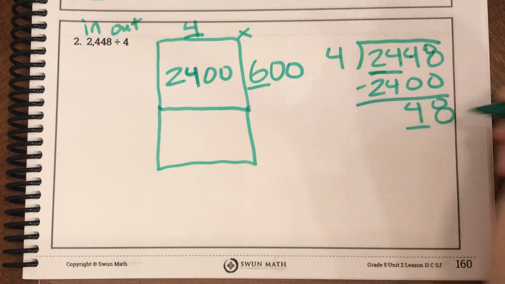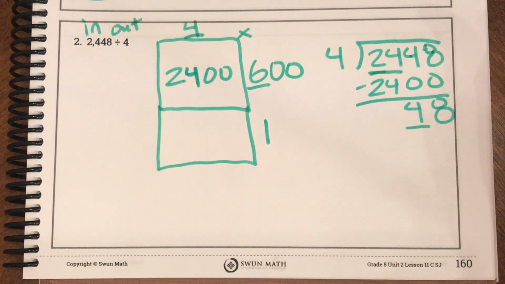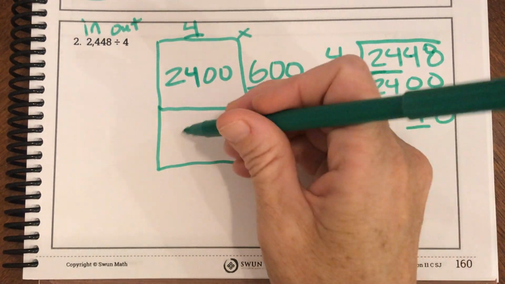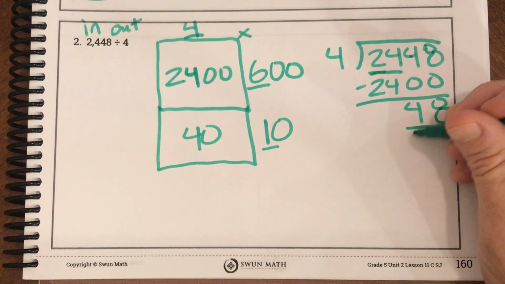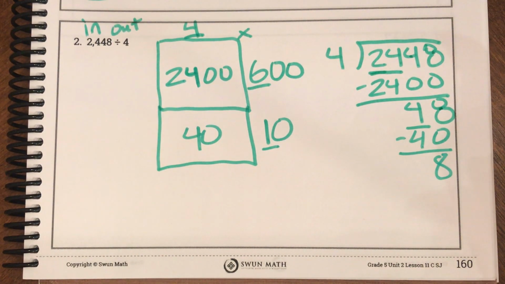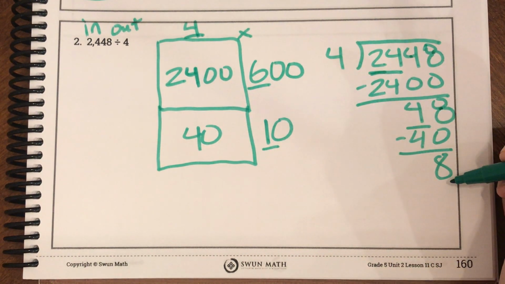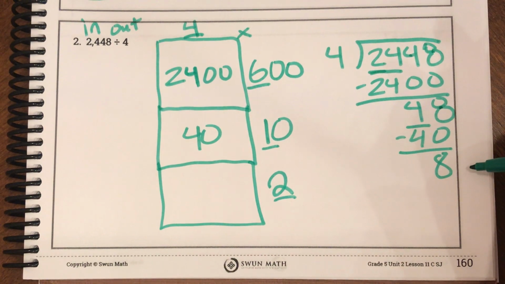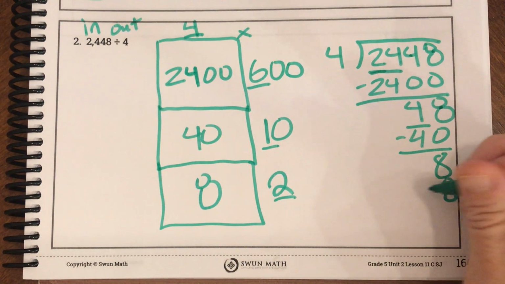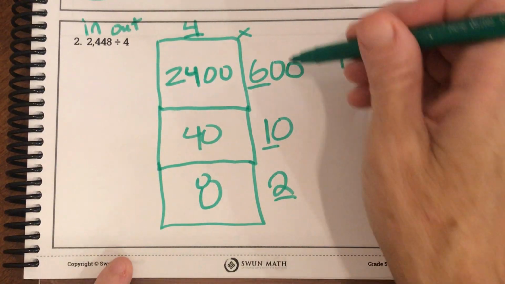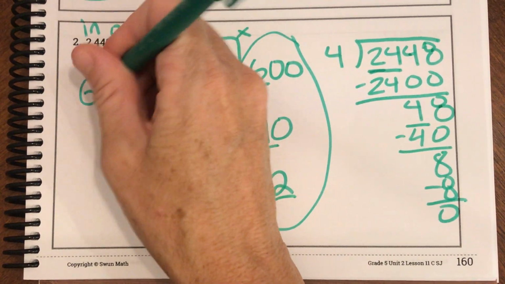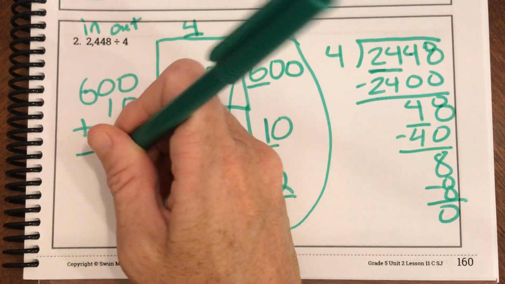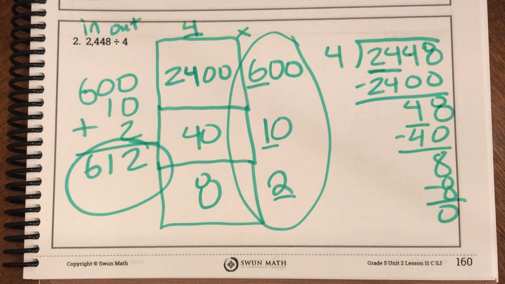Okay, 4 can fit into 4 one time. But it's not going to be a 1, it's really going to be a 10 because there's one spot after, so it's going to be a 10. So 4 times 10 is 40. So let's subtract that partial quotient, and we're left with 8. Okay, 4 can fit into 8 how many times? 2 times. And it's just 2 because there's nothing after here. So 4 times 2 is 8, and when I subtract, I get 0. Okay, so here's our partial quotients. So we have to add our partial quotients to get our final quotient. 600 plus 10 plus 2, and we get 612. So 612 is our quotient.